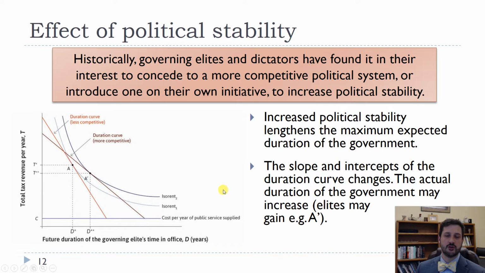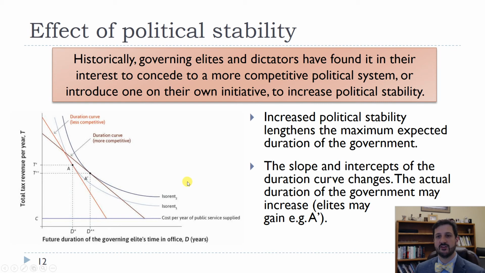Historically, there's been a big benefit to political stability, both for dictators and for systems that have a governing elite, which means that you get a flatter duration curve, but that duration can last longer, right? And so in this case, we are actually able to get to a higher ISO rent curve by accepting a flatter duration curve that has the potential to last longer. And so in this case, you might be willing to reduce taxes, but the duration that you'll be in government increases from, in this case, D star to D double star, and we move from A to A prime, which increases the rents of the governing elite.